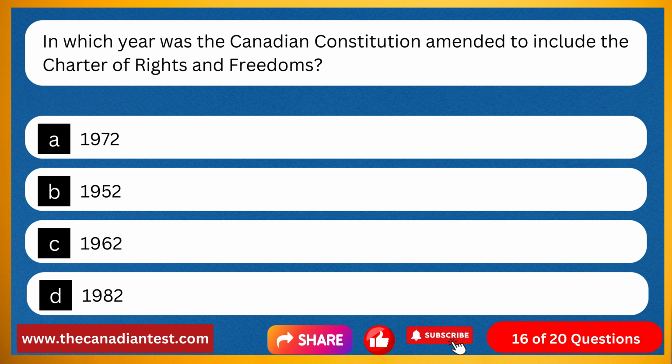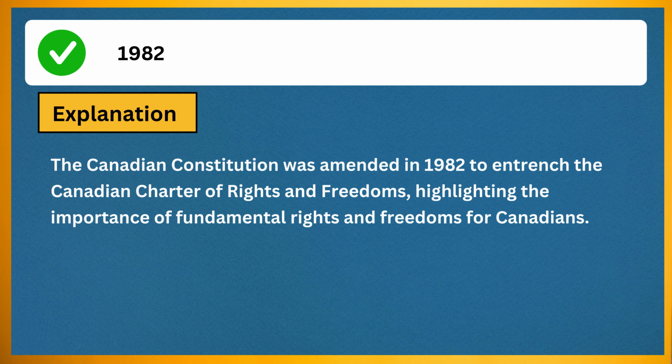Option A, 1972. Option B, 1952. Option C, 1962. Option D, 1982. The correct answer is 1982. Explanation: the Canadian Constitution was amended in 1982 to entrench the Canadian Charter of Rights and Freedoms, highlighting the importance of fundamental rights and freedoms for Canadians.